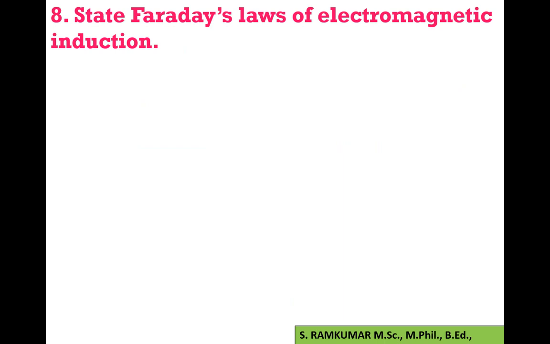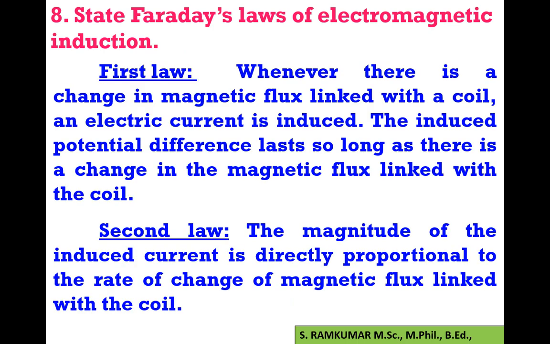Question number 8. State Faraday's laws of electromagnetic induction. Answer. First law: whenever there is a change in magnetic flux linked to a coil, an electric current is induced. The induced potential difference lasts so long as there is a change in the magnetic flux linked with the coil. The induced EMF is directly proportional to the rate of change of magnetic flux linked with the coil.